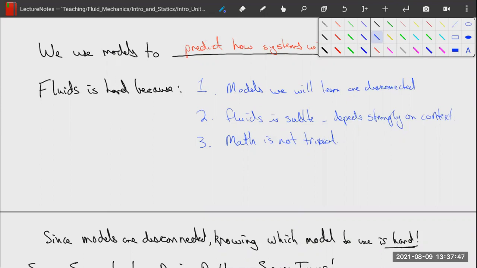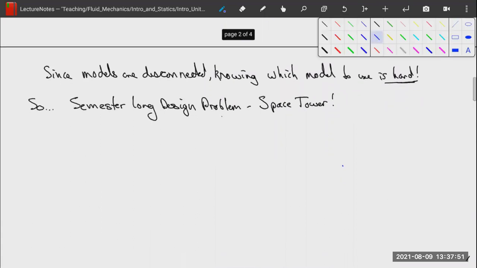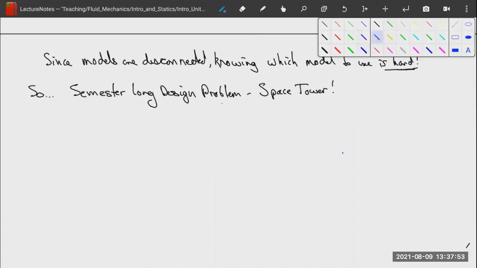right? Since models are disconnected, knowing which model to use is hard, right? And since we often combine which models we use on a problem, it's not like you can just rely on using the thing we learned this week to solve this problem. Oftentimes you'll have to go back a couple weeks and decide, is that model appropriate for this problem or not? Can I use it to remove a variable and things like that?